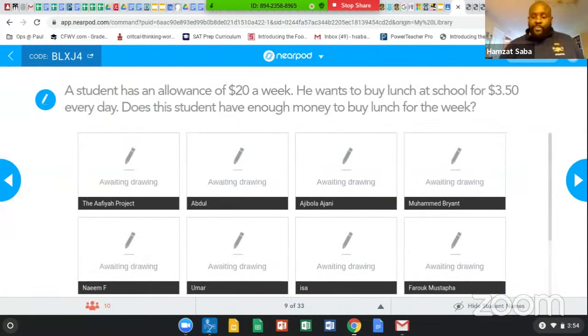All right. So a couple quick activities, a little do now for you guys. I want you guys to go ahead and do this quick activity. A student has an allowance of $20 a week, really basic activity. He wants to buy lunch at school for $3.50 every day. Does this student have enough money to buy lunch for the week? Little simple math problem. I want you guys to go ahead and write directly on the screen.